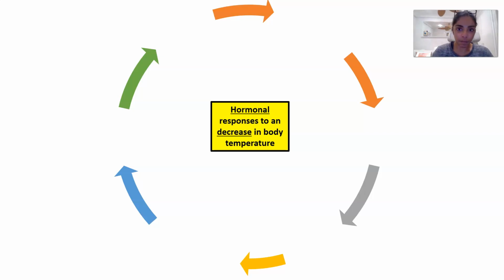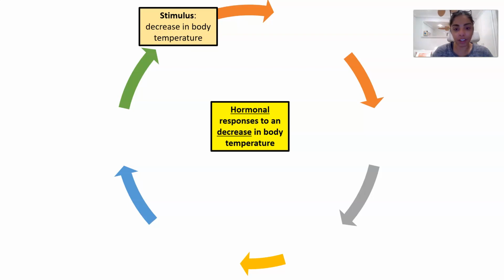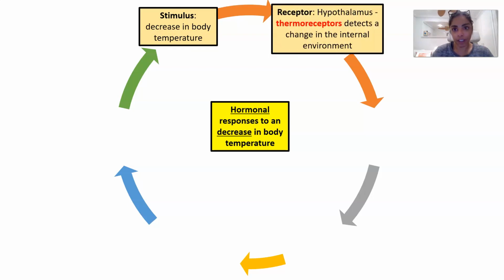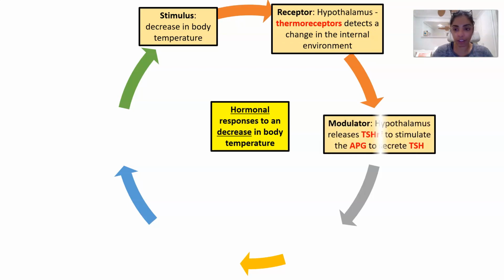Okay, hopefully you've realized that the hormone that will be driving this process is thyroxine. So thyroxine increases metabolic rate. We can work back from that and think about what hormones are involved in leading to thyroxine production going up. So our stimulus, again, always starting with the stimulus, is a decrease in body temperature. The hypothalamus has the central thermoreceptors. Yet again, nothing's changed there, but the modulator is different.